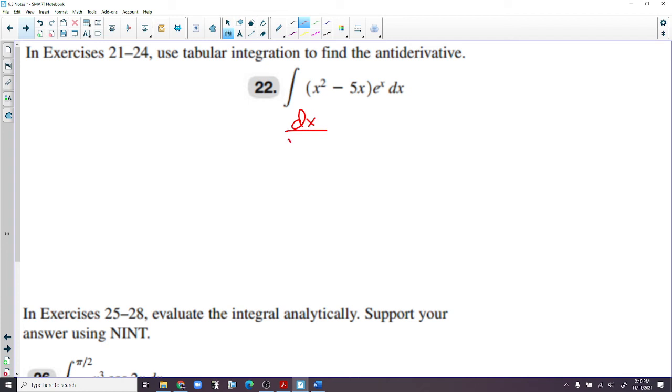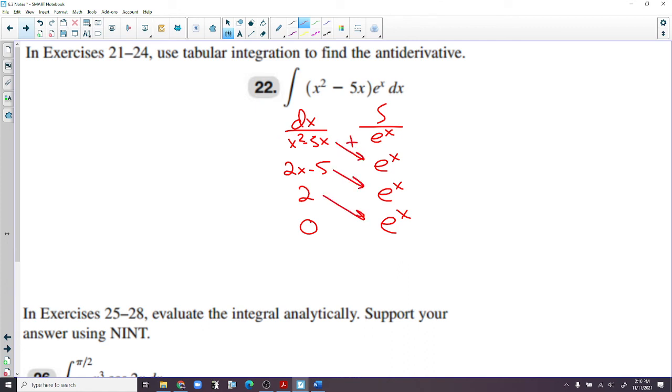Derivative. 2x minus 5 to 0. Integral. Oh, we like e to the x. Need some extra signs in here because of that minus in the little formula. Plus, minus, plus. It always starts with a plus, and then you alternate. We got x squared minus 5x e to the x minus 2x minus 5 e to the x, and then plus 2 e to the x.